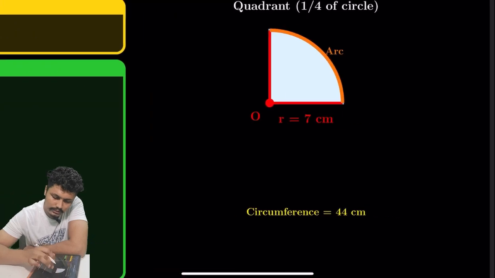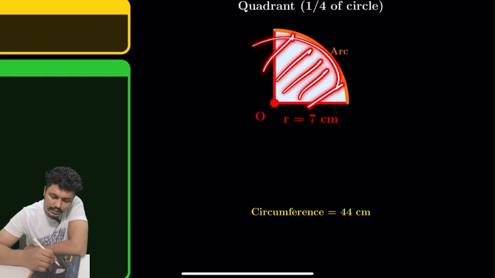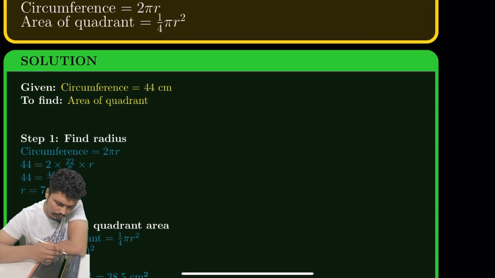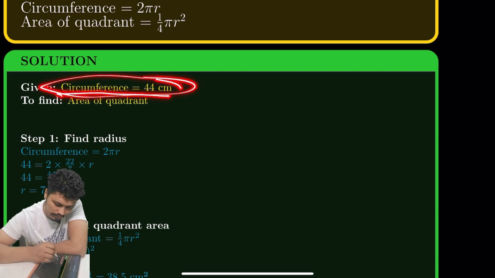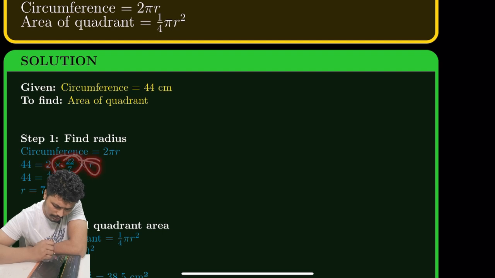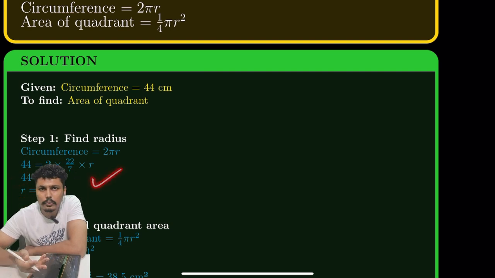First let us find out the radius. Radius from where? From circumference. Circumference is equal to 2 pi r. Circumference is given to be 44. So 2 into 22 by 7 into r. 44 cancels, so 7 will go this side. R will be equal to 7 centimeter. Now we have found r.